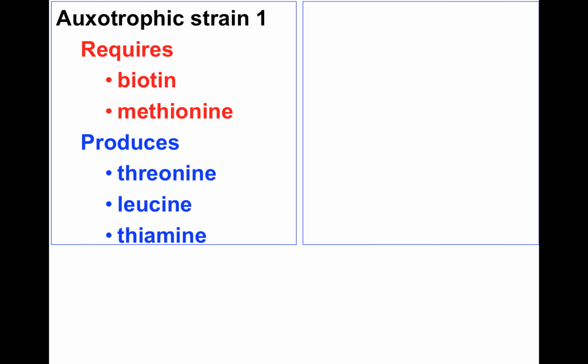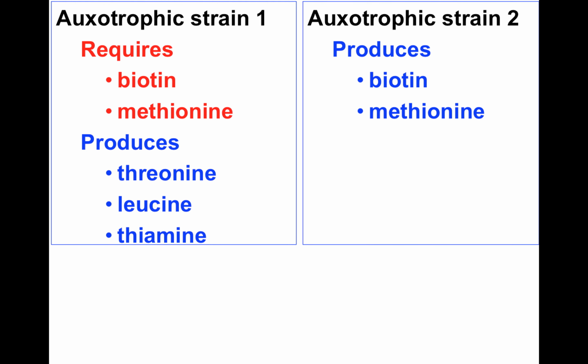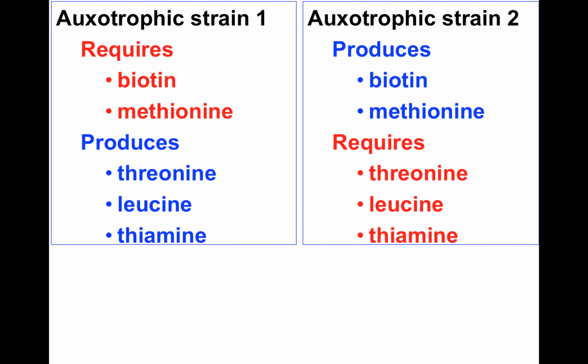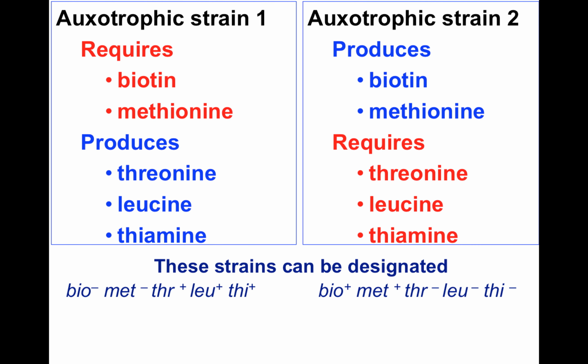So the two auxotrophic strains that they used were one that requires biotin and methionine, but produces threonine, leucine, and thiamine, and then another auxotrophic strain that produces biotin and methionine but needs to be supplied with threonine, leucine, and thiamine in the media that they're growing on. So these strains can be designated bio minus, met minus, thr plus, leu plus, and thi plus, and the reciprocal for the other strain.